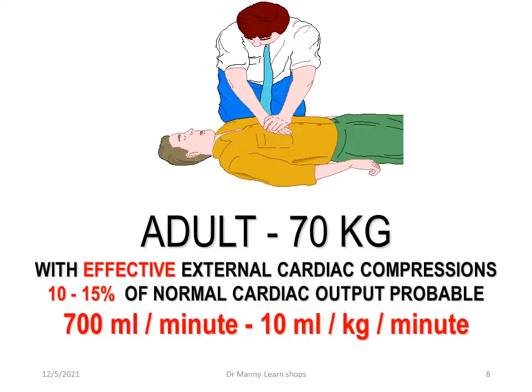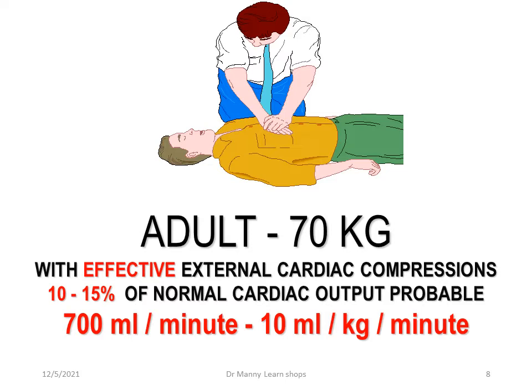Note that. When things go wrong, a 70 kilogram adult with effective external cardiac compressions only receives about 10 to 15% of normal cardiac output, which is 1/10 if you look at the figures there, 700 mils per minute, which is the same as 10 mils per kilogram per minute. Previously we said for normal cardiac output we require 7,000 mils per minute, not 700 mils per minute.